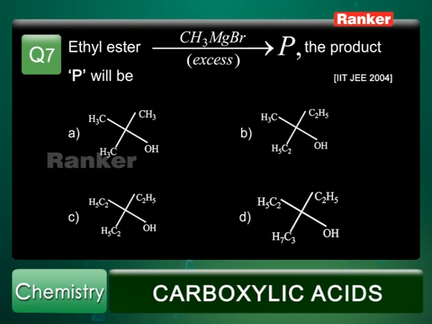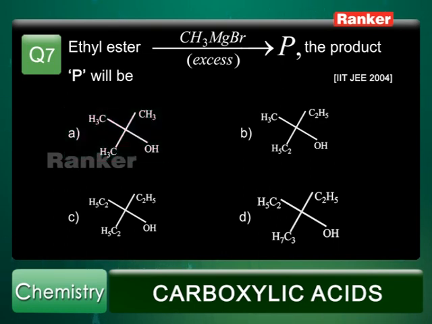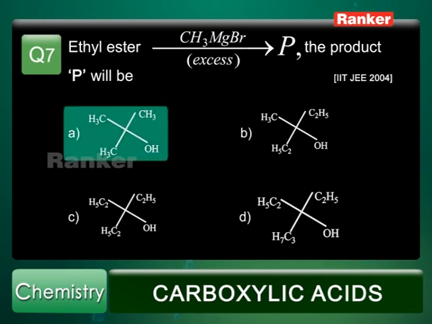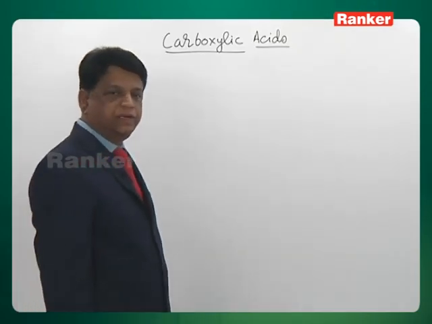But answer A is the right answer. That is two methyls with one unknown R group. This R also, therefore, we can take as a methyl. So it is the ethyl acetate that he has taken and added with RMgX, so the tertiary methyl alcohol is formed. Therefore option A is the right answer. So let's go for question number 8.